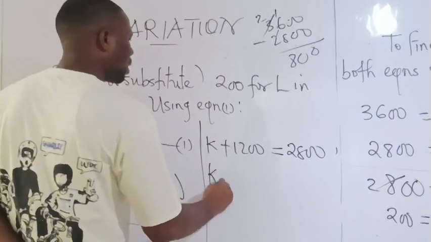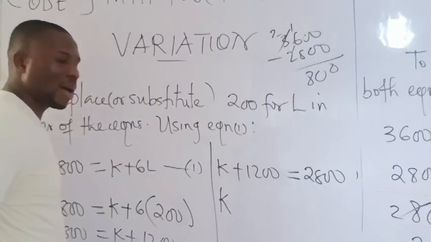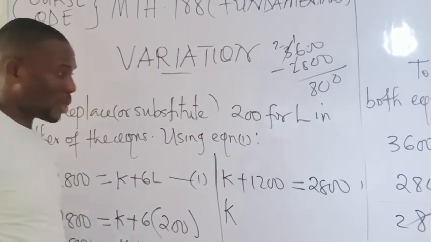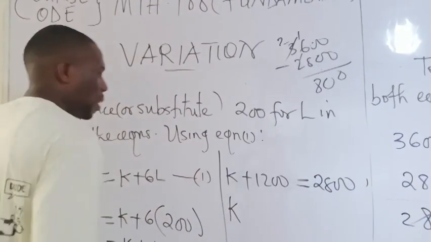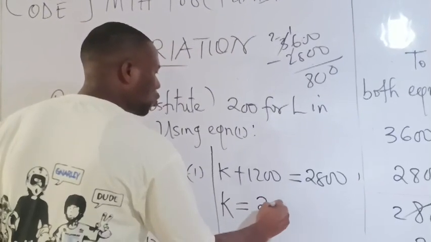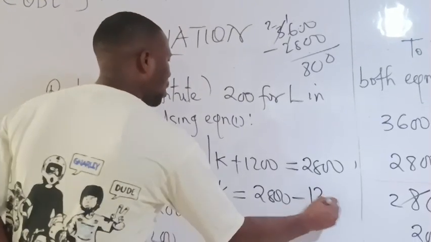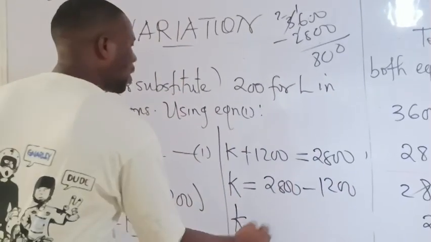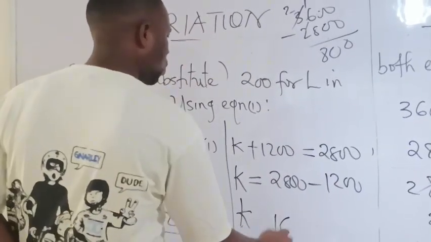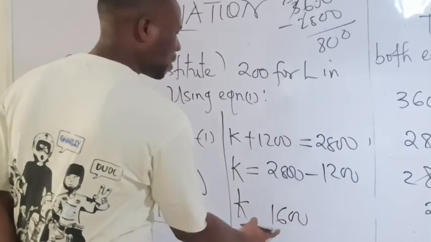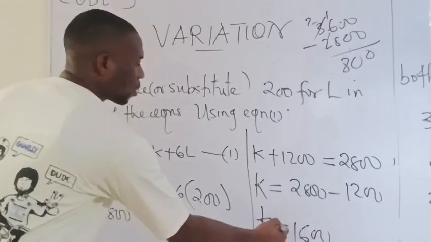Right, so I could keep the K and transpose the term associated to K with a plus sign. So I could transpose this and the sign will flip from plus to minus on the other side. So K is equal to 2800, the plus changes to minus here since it's transposed, and I have 1200. So clearly K becomes 28 minus 12 is 16, and with the 2 zeros in common, K is 1600.